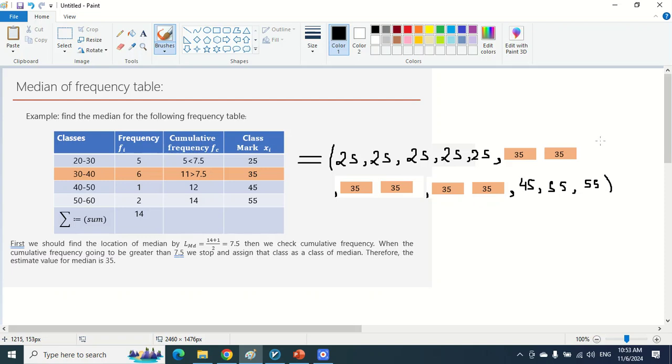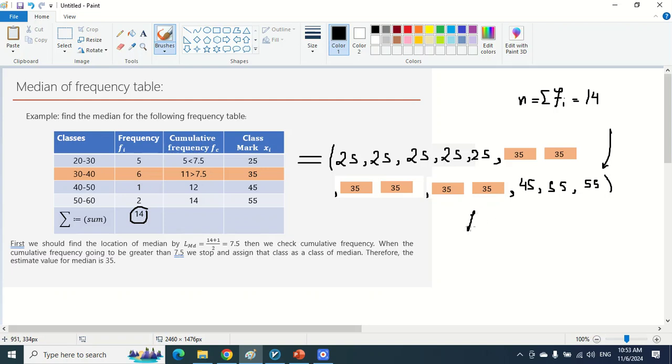To calculate the median over here, first of all we should know the n. And what is n over here? N is the addition of all frequencies. Means that I should add all of these frequencies. The addition of the frequencies given over here is 14. So we have 14 data over here.